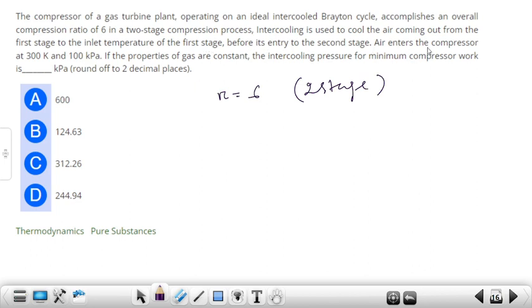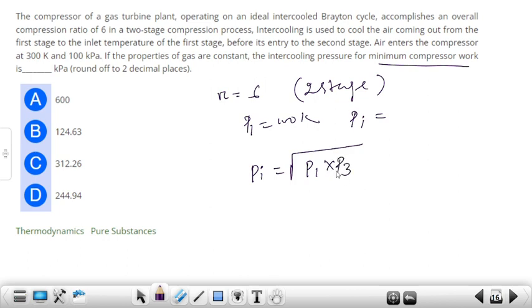So air enters the compressor at 300 Kelvin, pressure given 100 kilopascal. If the properties of gas are constant and intercooling pressure for minimum compressor work, we have to find the intercooler pressure. That means the intercooler pressure we have to find for minimum compressor work. So we know for intercooler second stage, for minimum work it will be root of P1 into P3. So the compression ratio is 6, which is equal to overall compression ratio given 6.